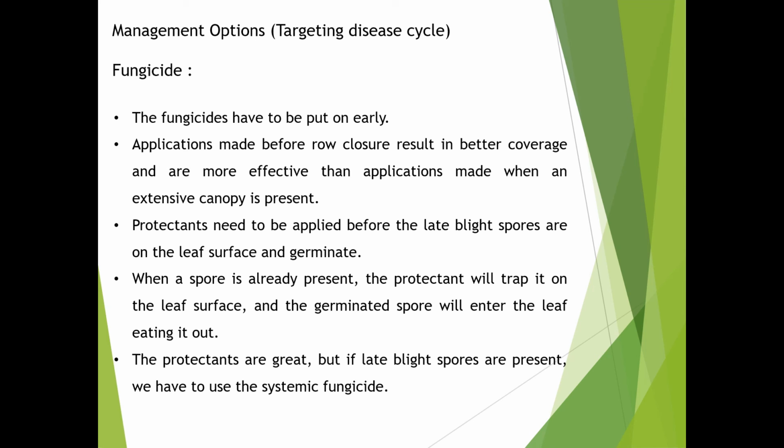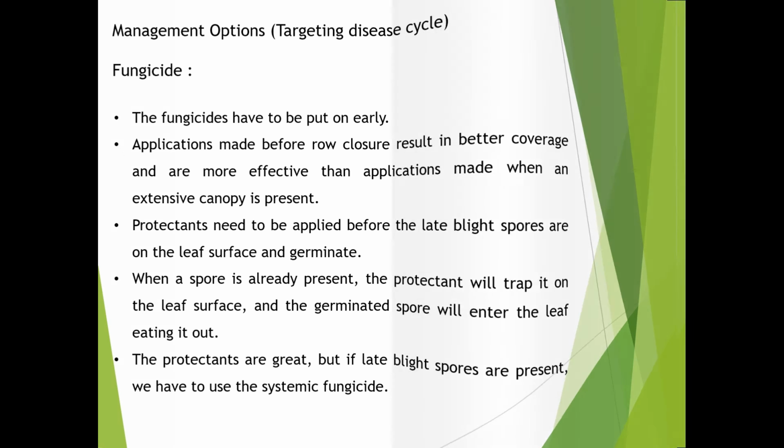Protectants need to be applied before the late blight spores are on the leaf surface and germinate. When spores are already present, the protectant will trap them on the leaf surface, and the germinated spores will enter the leaf, eating it out. Protectants are great, but if late blight spores are present, we have to use a systemic fungicide.